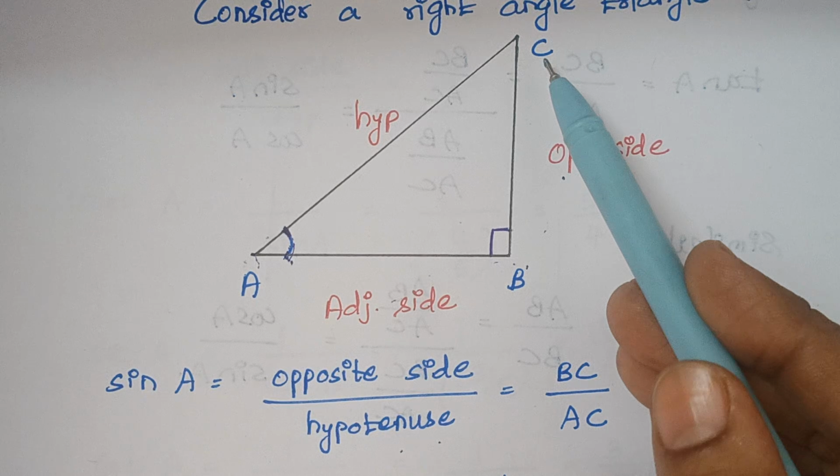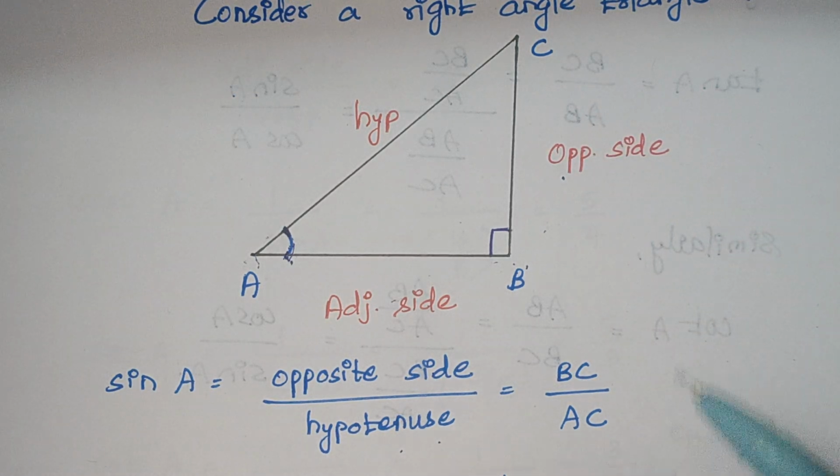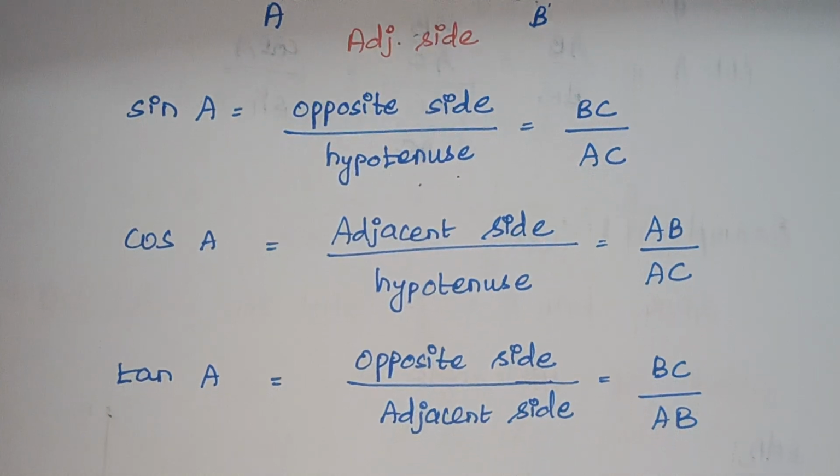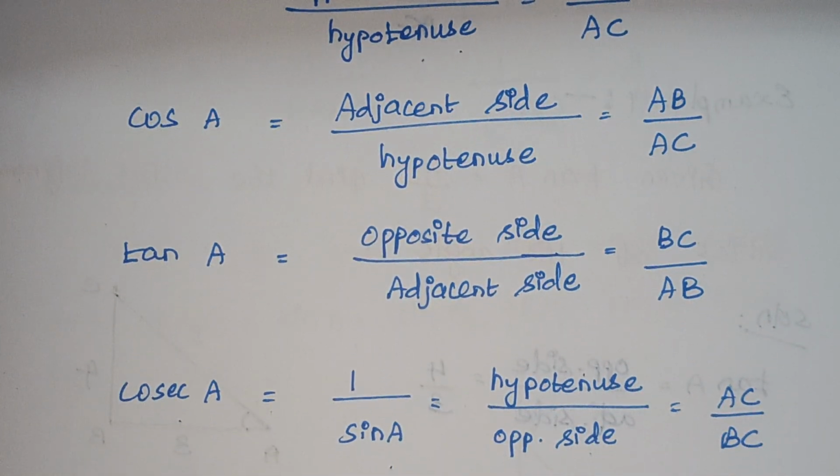AC is your hypotenuse, and what is your opposite side? BC is your opposite side, right? BC or CB both hold the same meaning. So, the cosecant A is given as AC by BC, right?